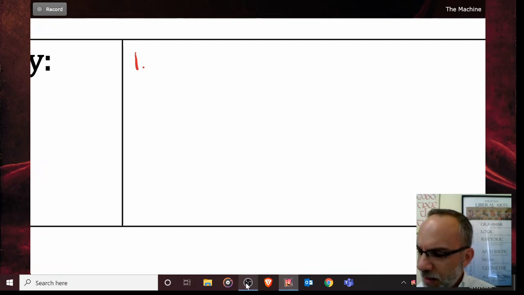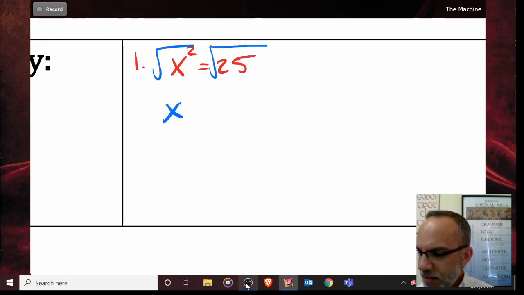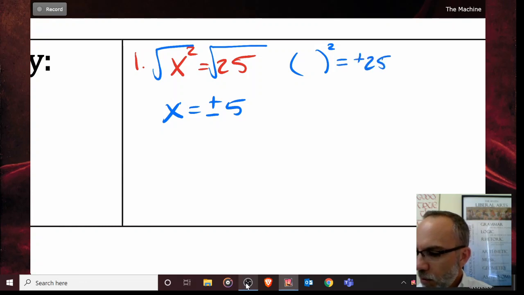If I had something like x squared is equal to 25, then I would square root the left and I would square root the right, and I would get x is equal to positive and negative 5. Why is that? Because the original value was what squared is equal to positive 25? Well, both a positive 5 when you square it works, but also a negative 5 when you square it also works, and that's why we get two different answers.